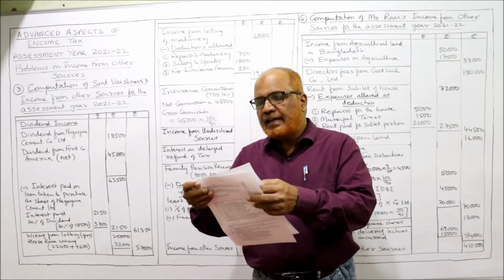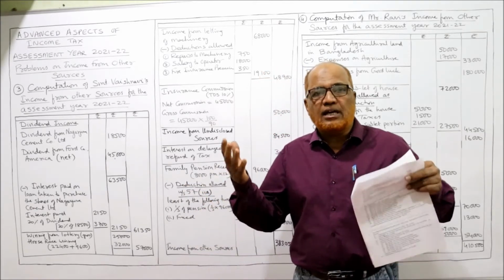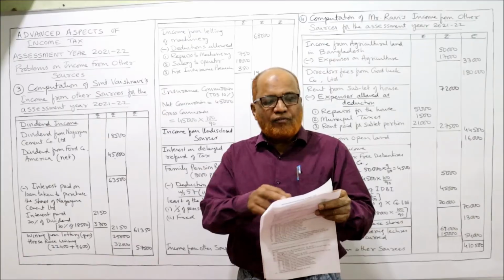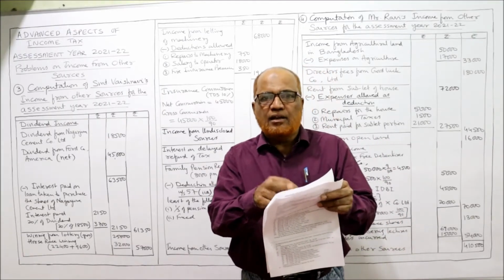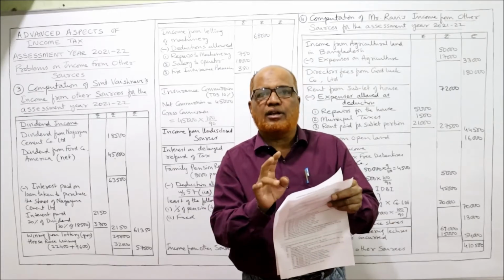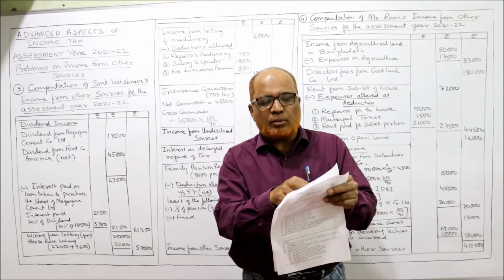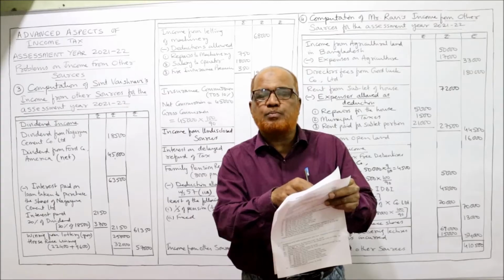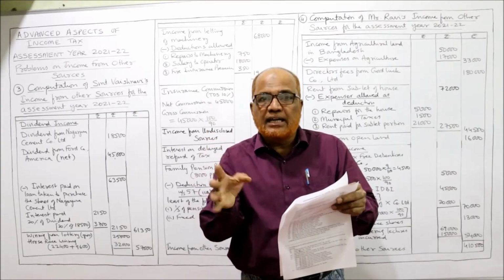Next, income from letting of machinery. Yes, it is income from other sources. So from this income from letting of machinery, we subtract all the expenditure incurred on machinery. So what are the expenditures? Repairs on machinery, salary to operator and fire insurance premium. These three items will be deducted.